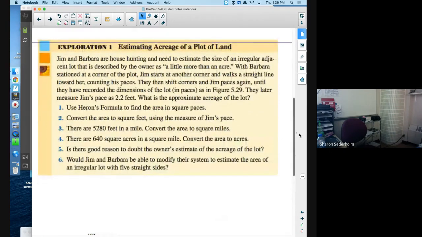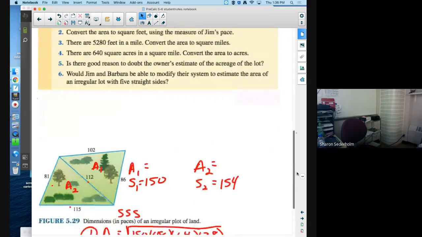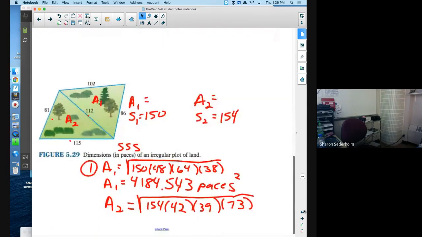Oh, what else do we have here? They later measured Jim's pace as 2.2 feet. What is an approximate acreage of the lot? So this is going to have a lot of, hey, let's convert this information as we go through it. And it's got steps 1 through 6 to help us out here. I started to record this earlier, but the audio wasn't working, so hopefully now it is. I'm not going to erase what I have here. I'm going to take you back through it.